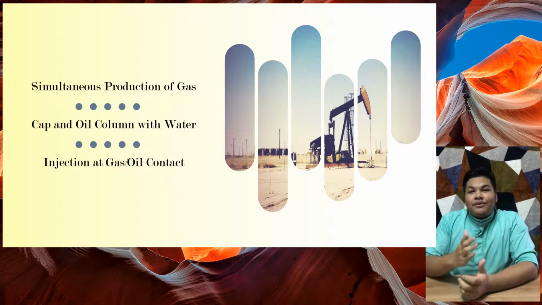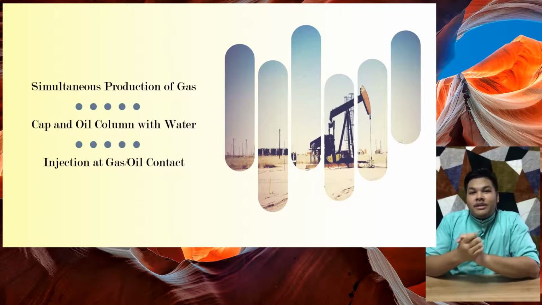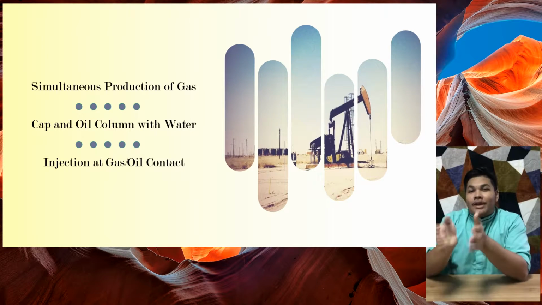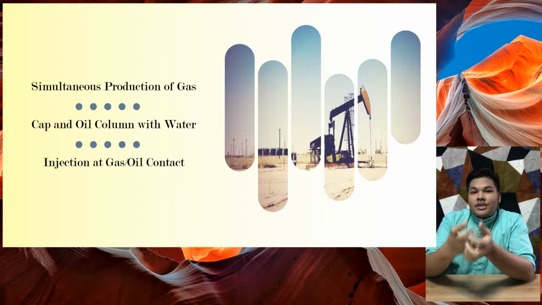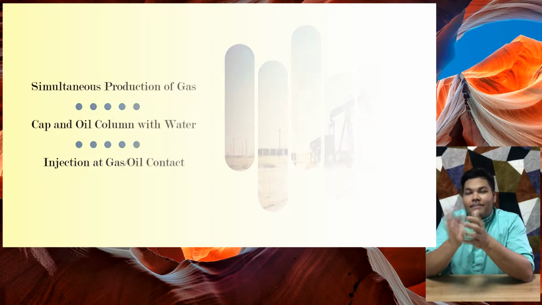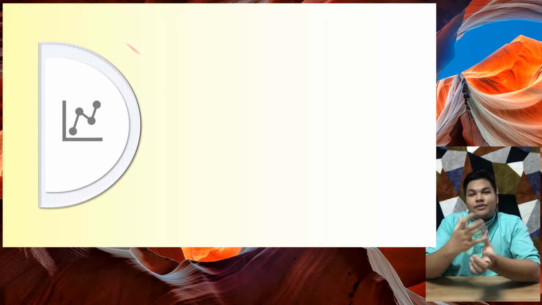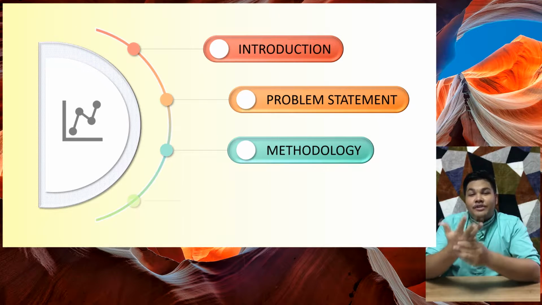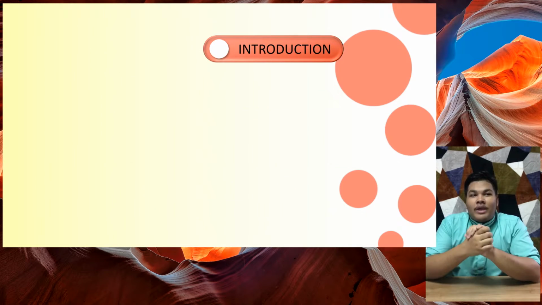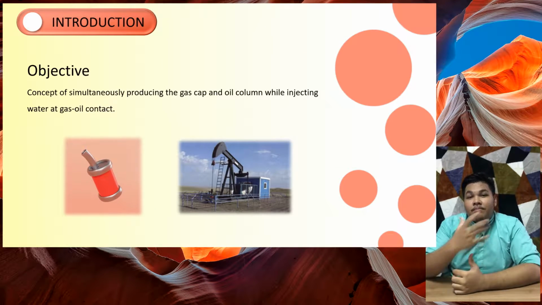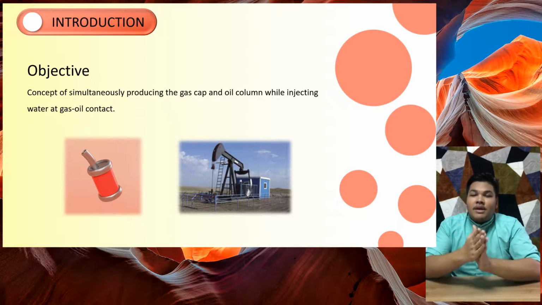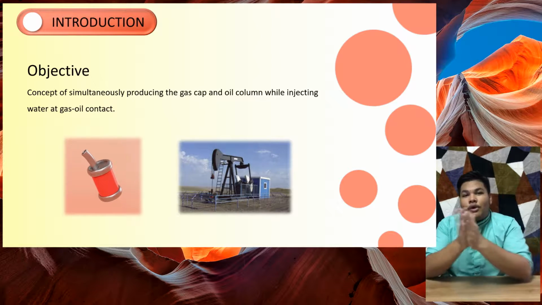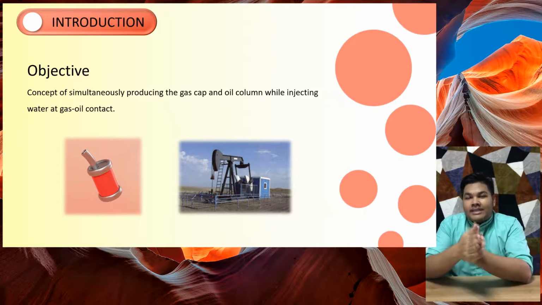Today, I will explain to you about simultaneous production of gas cap and oil column while injecting water at gas oil contact. Okay, me and my friend will explain to you the introduction, problem statement, methodology and result of the SPE paper that we extract. The objective of the SPE paper is to show us the concept of producing gas cap and oil column while injecting water at gas oil contact.